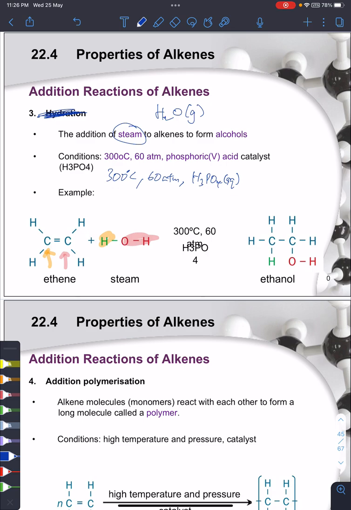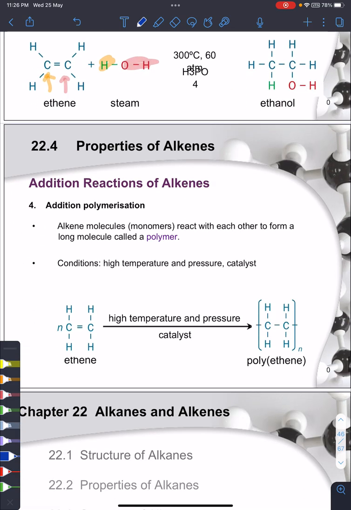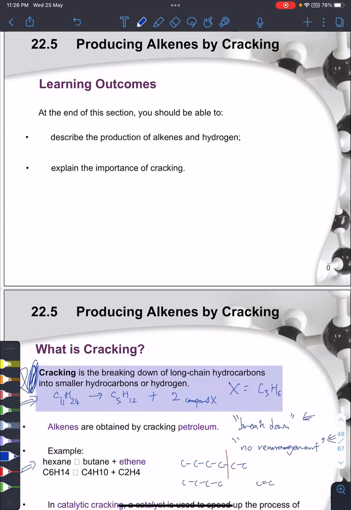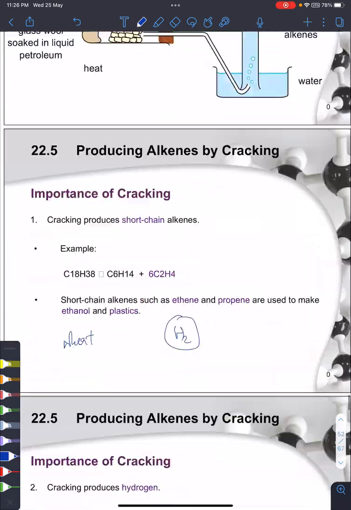Okay, moving on. Polymerization. Yes, we will learn polymerization, but we will learn this after carboxylic acid and alcohol. I prefer to teach all the polymers together. So you can let this be first for now. Okay, next. Cracking. We learned cracking already.